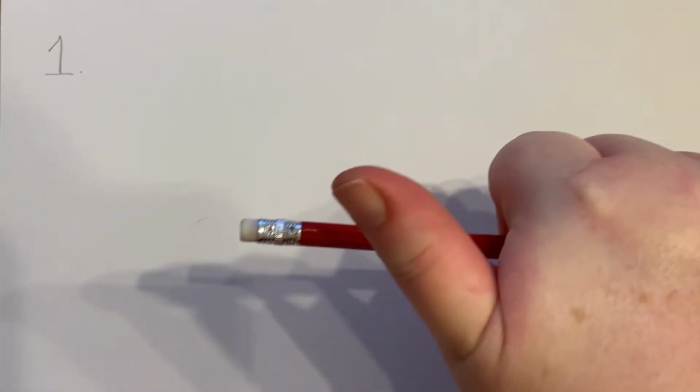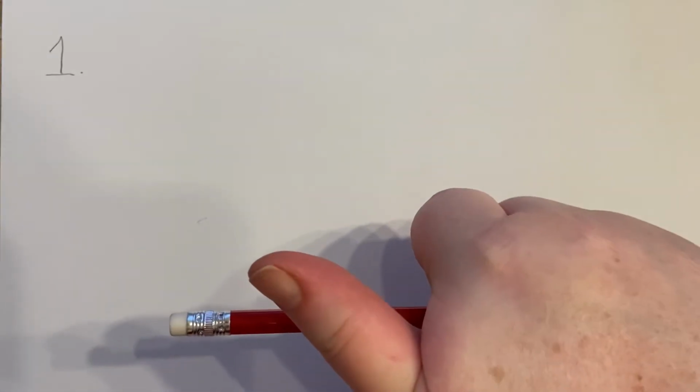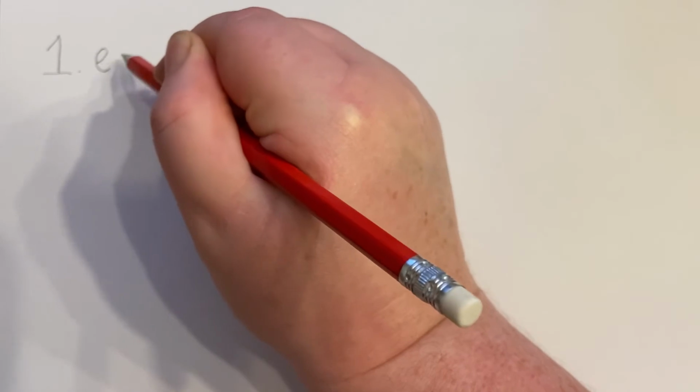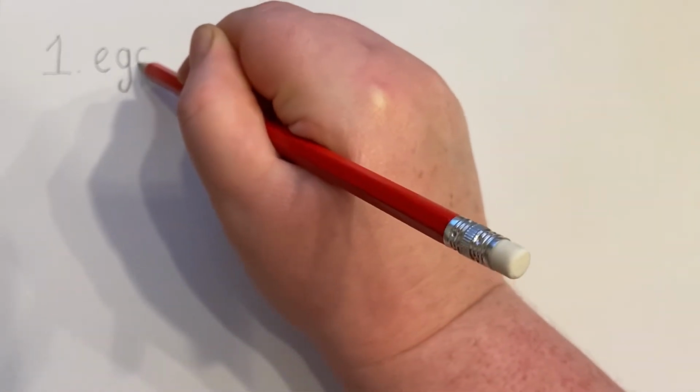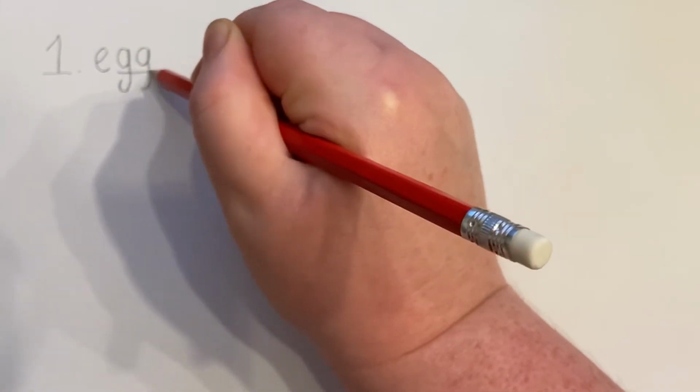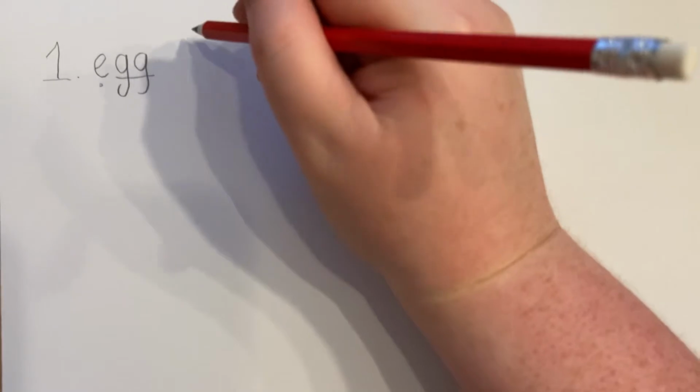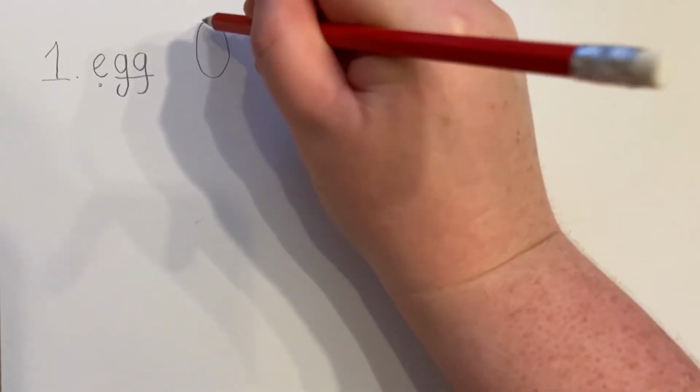Egg, egg, and it's the digraph g. So there's 2 letters that make one sound, and then I'm just going to draw a picture.